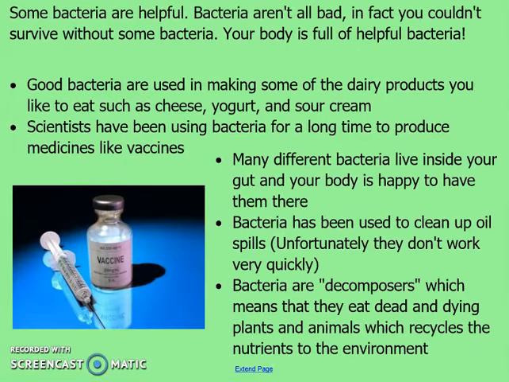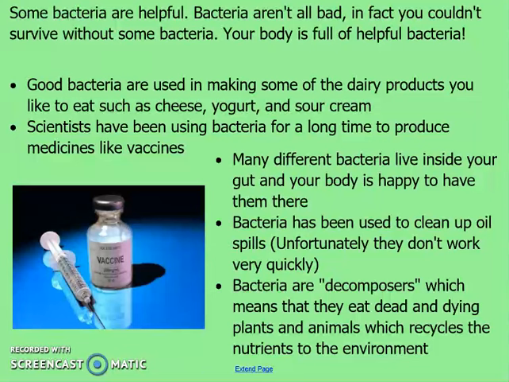On the other hand, there are definitely lots of types of bacteria that are very, very helpful to us, both inside our body and all around us. Some bacteria are used to make dairy products like cheese and yogurt and sour cream. Scientists have been using bacteria for a really long time to produce medicines like vaccines. There are also types of bacteria that have been used to clean up oil spills. Unfortunately, they don't work very quickly, but that's just another way that they can kind of help us out.